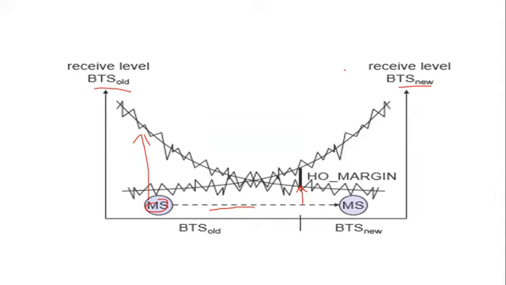So actually this particular figure shows typical behavior of the received signal when the MS is moving from one BTS to another, that is from BTS old to BTS new. The handover decision does not depend on the actual value of the received signal. That is, the handover is not based on the received signal's value, but it is based on the average value.